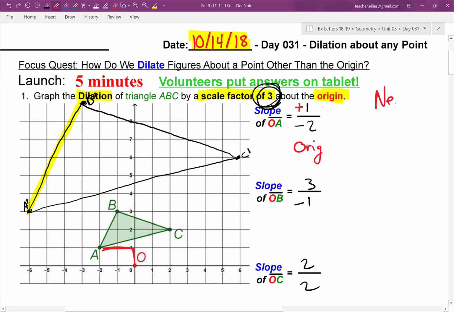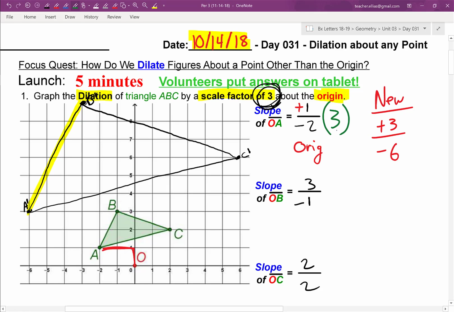What's the new slope from the point of dilation to A prime? It is positive 3 over. Where did that come from? How did we get that? Well, what got multiplied by 3? So it's just the slope times 3?